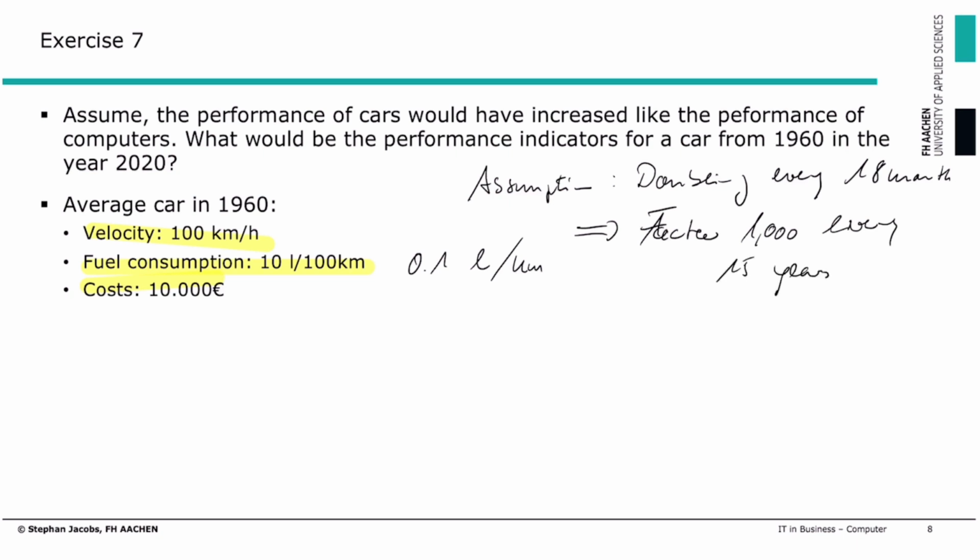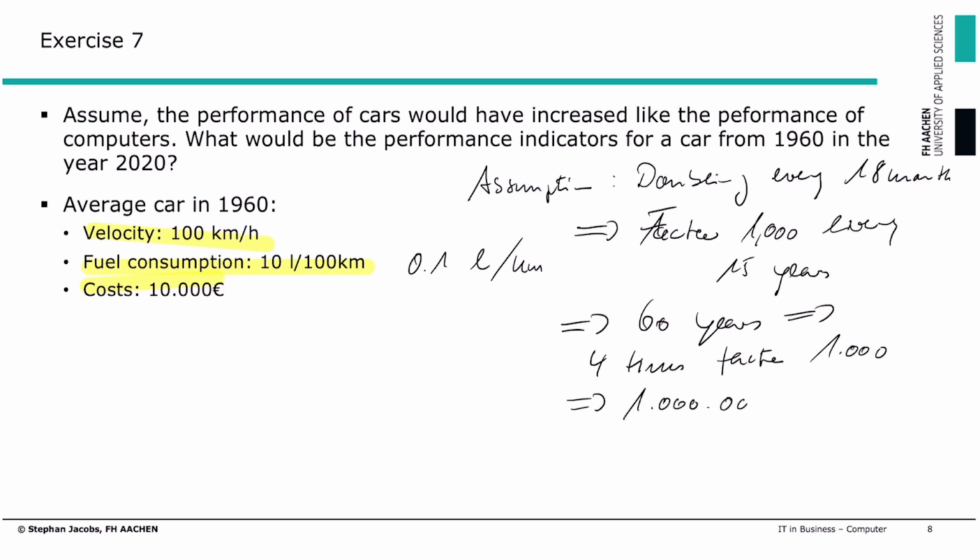And as we have 4 times 15 years within the 60 years from 1960 to 2020, we have 4 times the factor 1,000. So 60 years means 4 times a factor of 1,000, that means we have a factor of 1,000, one more.